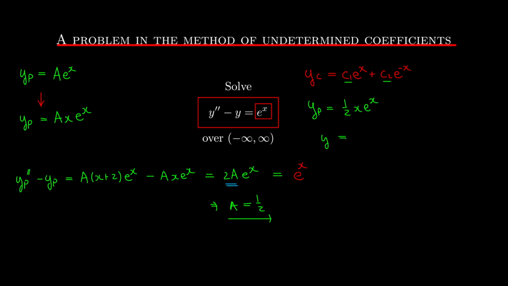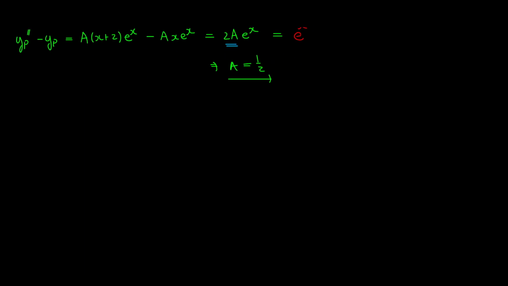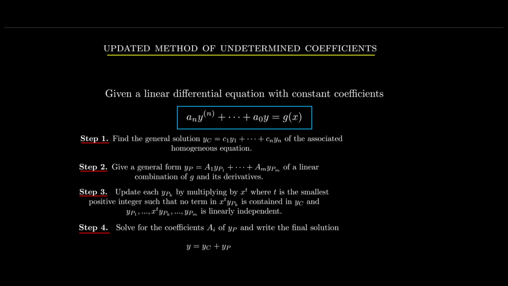The general solution to our equation is just the complementary function plus the particular solution, as it usually is. Okay, so let's try and formulate now a general method for finding particular solutions using undetermined coefficients. So here is our recipe. We're going to update our method of undetermined coefficients.